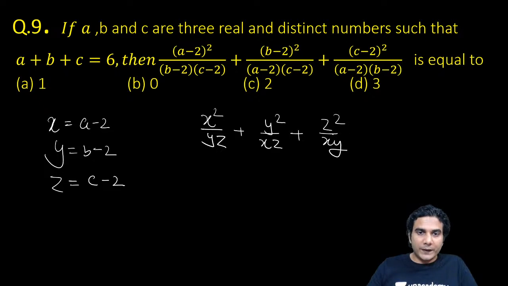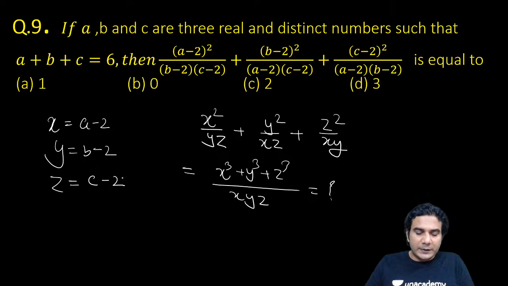Okay, we need to find the value of this, which can also be written as, if you multiply and divide by x in the first, multiply and divide by y in the second, and multiply and divide by z in the third, so you'll get x cube plus y cube plus z cube upon xyz. All right, so you need to find the value of this. It's the same expression, right? A slight difference in writing the expression.